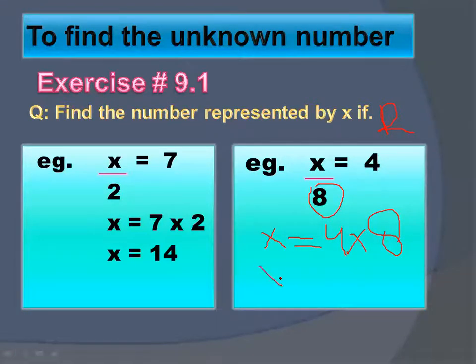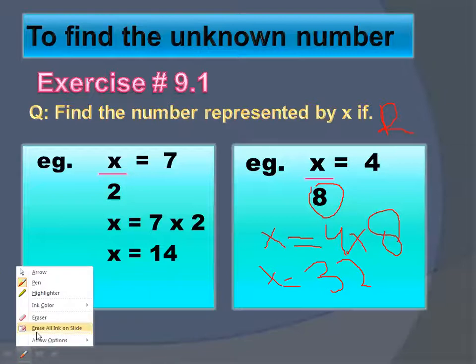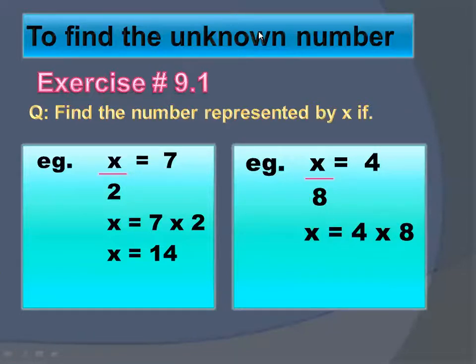Okay, 4 multiplied by 8, it will become 32. That's it. Okay, so the answer is 32. Now I'm going to show it to you again on the slide. What you have to do is multiply this 8 by 4 on the right side, and you will get 32. Every time you move to the right side, you will change the operation. Okay, is that clear?